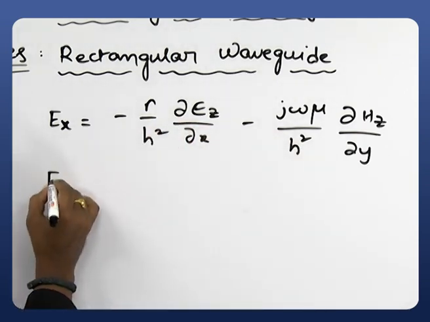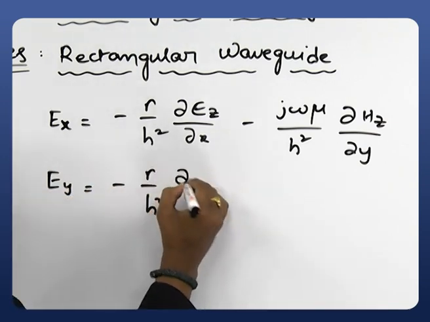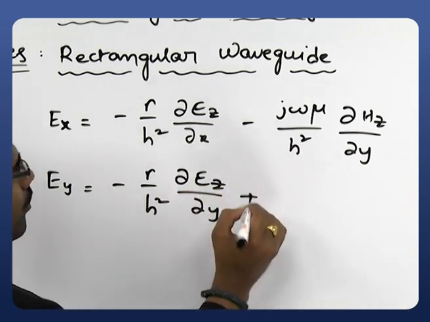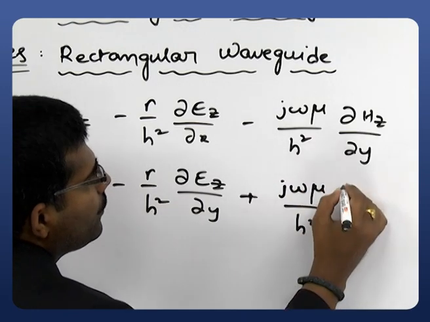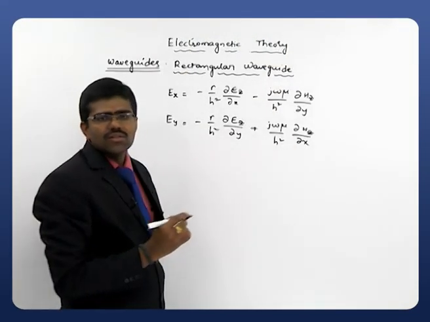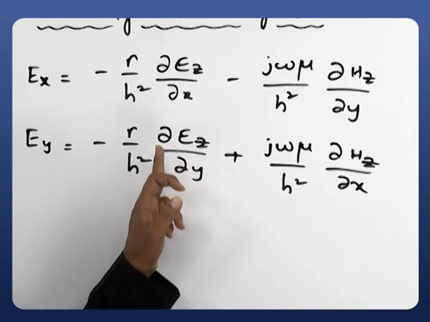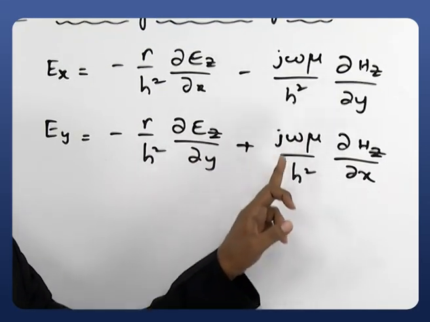Similarly, Ey we will have as minus gamma by h square dou Ez by dou y plus j omega mu by h square dou Hz by dou x. So this is the equation for our Ey: minus gamma by h square dou Ez by dou y plus j omega mu by h square dou Hz by dou x.